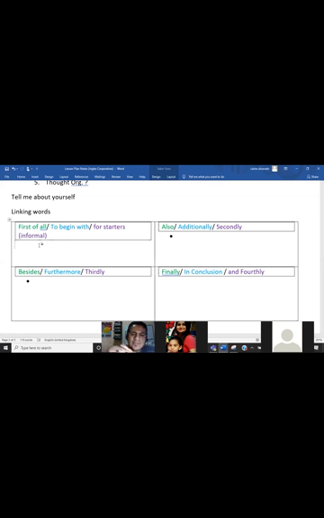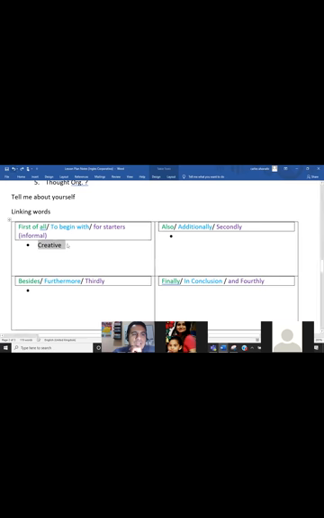Yesterday, somebody asked me, teacher, how do I have more fluency? How can I increase fluency? You have to use linking words. That's one way of increasing fluency. Okay, so you can use linking words, and that's going to help you flow.